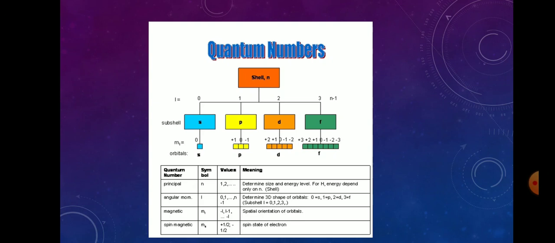l equal to 0 is s. l equal to 1 is p. l equal to 2 is d. l equal to 3 is f. Subshell values l equal to 0, 1, 2, 3 and so on. Magnetic quantum number, symbol m, values minus l, and so on, up to plus l. It gives the spatial orientation of orbitals. Spin magnetic quantum number, symbol ms, values plus half or minus half. It gives the spin state of the electron.